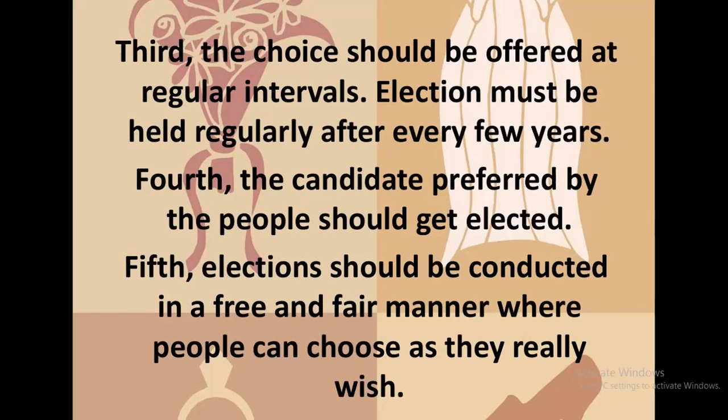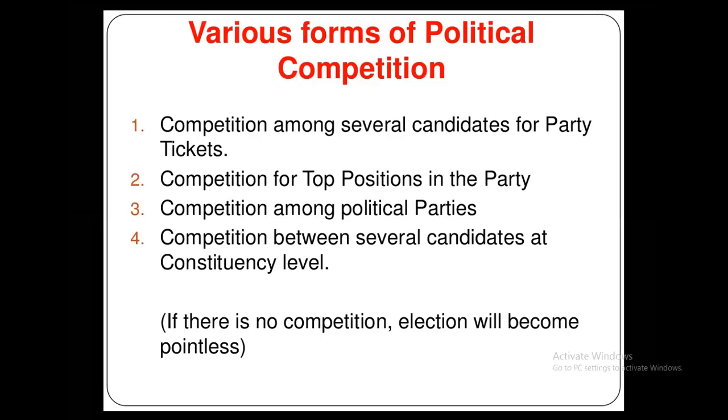Fifth one, elections should be conducted in a free and fair manner where people can choose as they really wish. No candidate or no party should bribe the people. They should not threaten the public. Free and fair election should be there. Each and every person should be given the facility of voting, and one vote equals one value and equal value. So these are 5 points which show us that election is democratic.